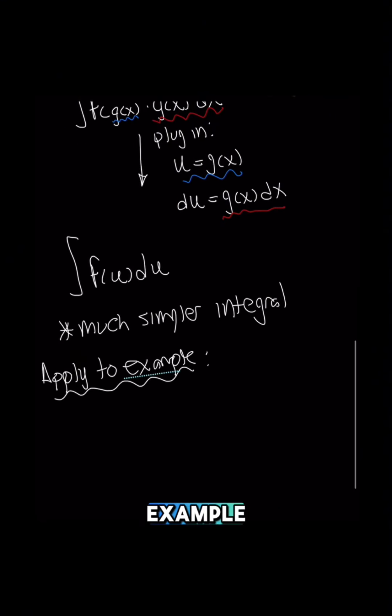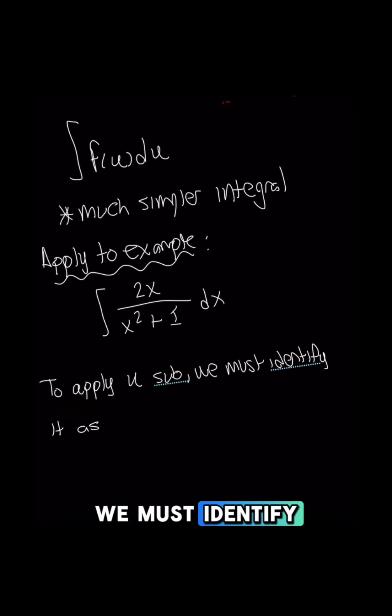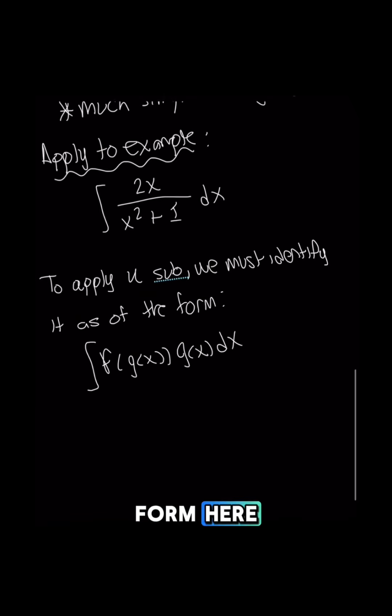We can apply this to our example. To apply the u sub, we must identify the integral following this form here. It just means we need to look at the dependence on the x variable and figure out a value for g of x such that when we plug in u, we get rid of all the x dependence.